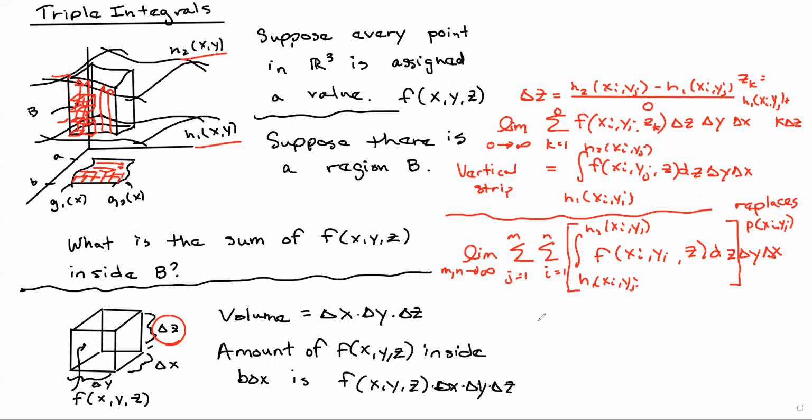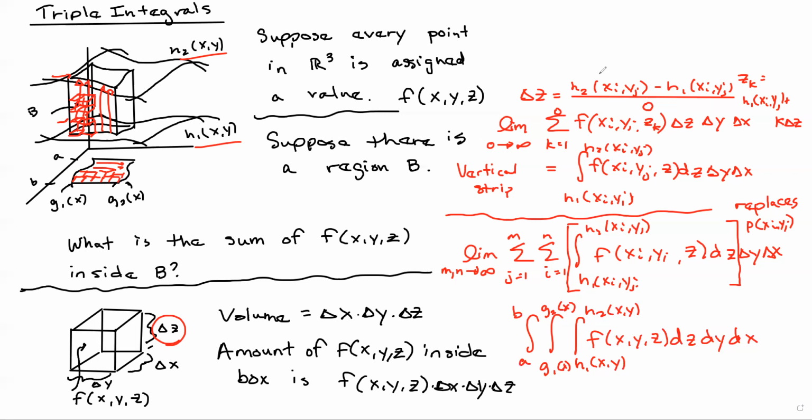And by doing so, we can inherit the result that we had previously, which is that these two summations turn into integrals. And then we keep our inner one here, h1 of x, y to h2 of x, y, f of x, y, z, dz, dy, dx. And then we have g1 of x, g2 of x, and then from a to b. This result, there's our triple integral.